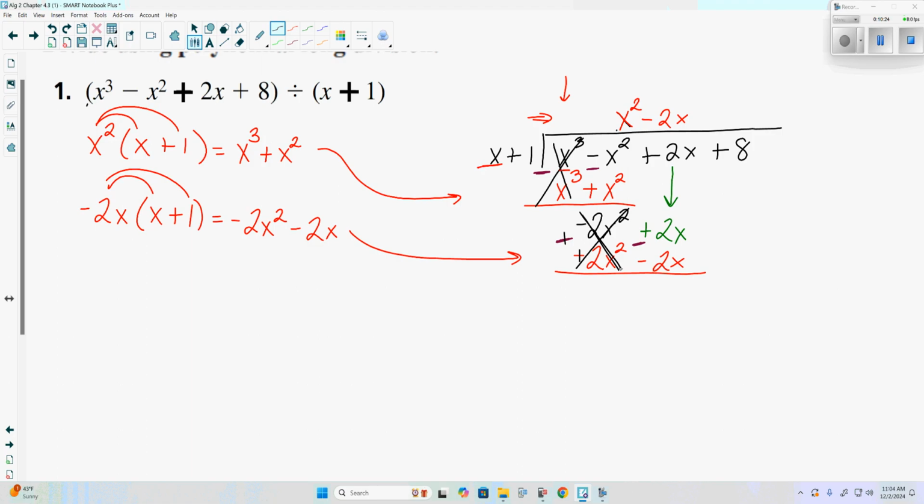So again, that first term canceled. We want that first term to cancel every single time. And we'll simplify the rest of the terms. 2x minus negative 2. Negative makes a plus. So 2x plus 2x is 4x. And we bring down the next term.